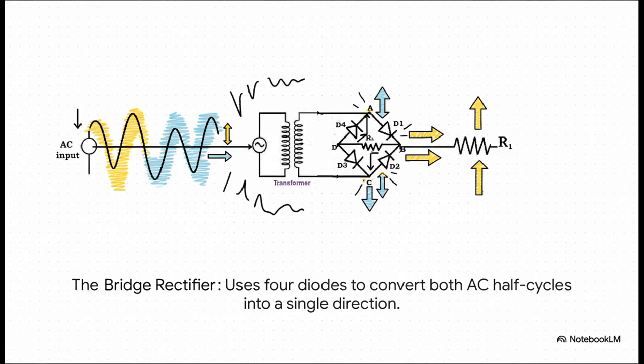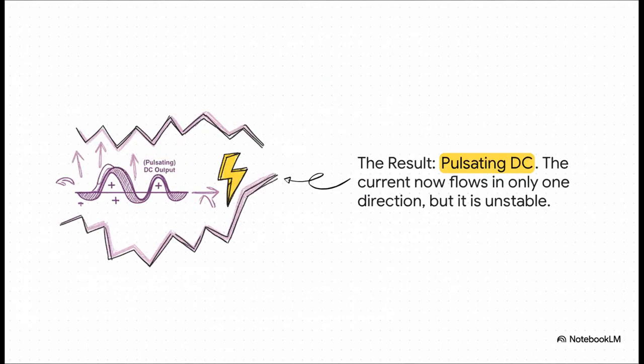The rectifier stage uses 4 of them in a clever setup called a bridge rectifier. Think of it like a system of one-way gates. When the AC power is positive, it flows through 2 of the diodes. But when the power swings negative, the flow is rerouted through the other 2 diodes, which cleverly flip it around so it comes out going in the same positive direction. It's ingenious.